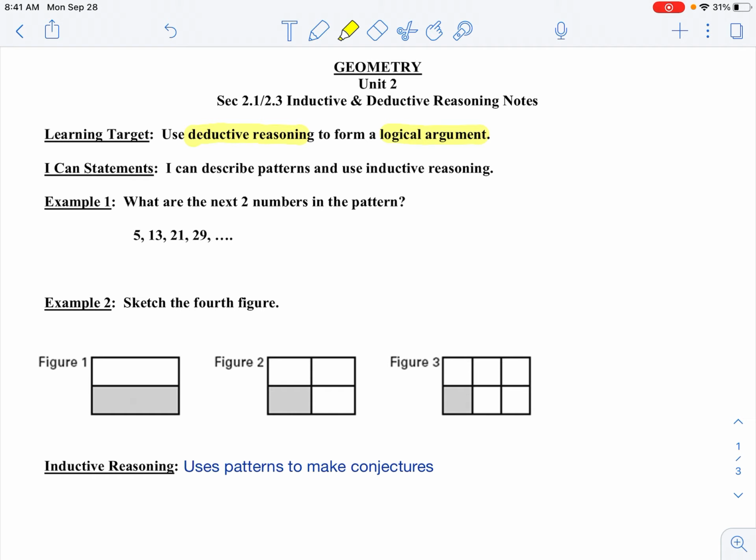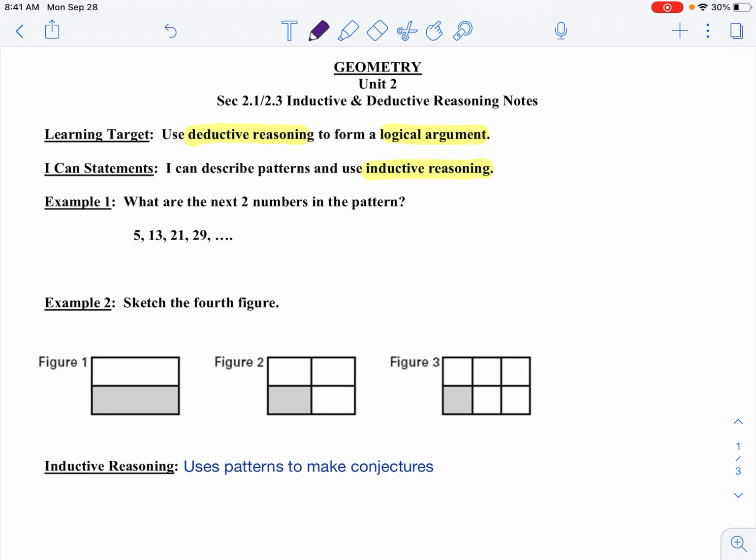Just like in real life, when we have arguments and we are trying to prove our point, we want to make sure that we're using good reasoning and good justification. So today's going to be all about reasoning. It's going to be about inductive reasoning and then also deductive reasoning. We're going to start out with an example.